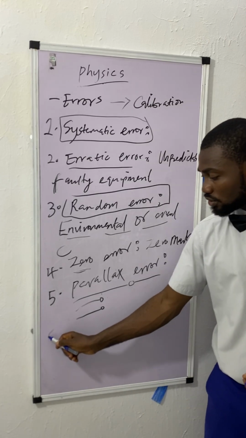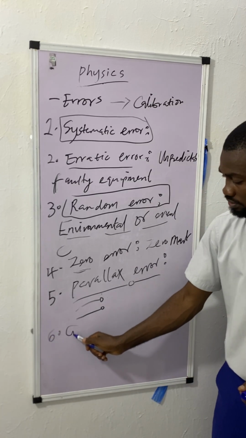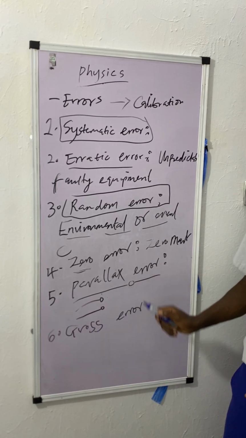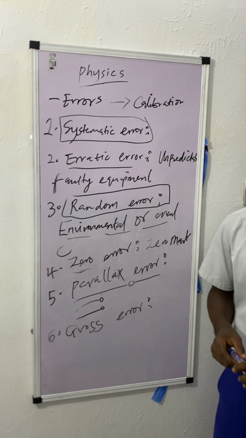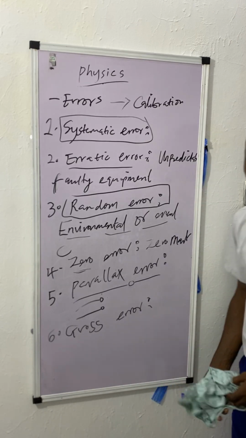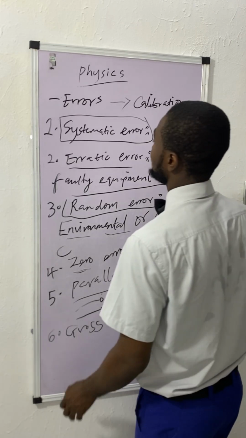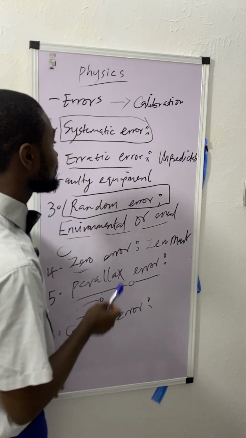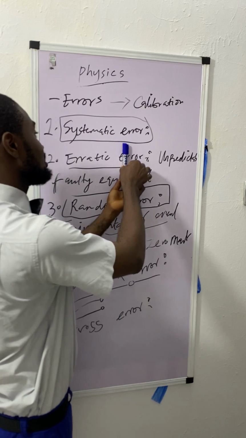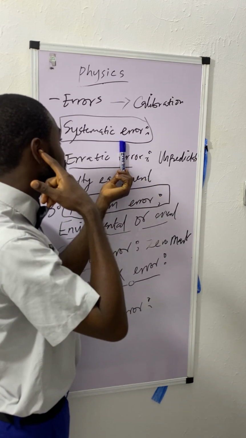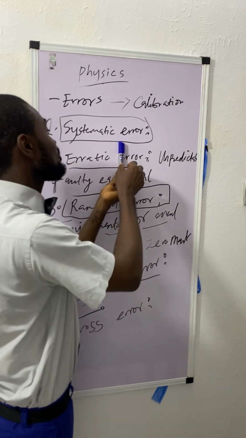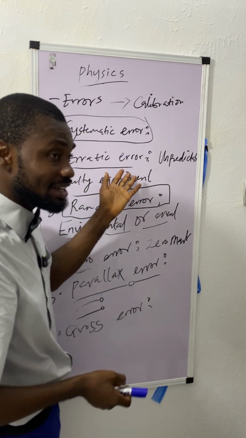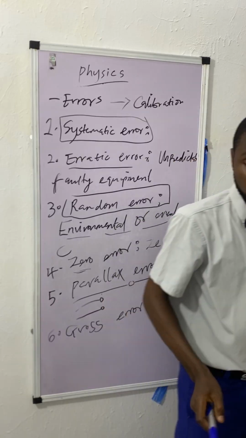Then we have the final error, number 6, which is gross error or human error. This error is due to human activities. Maybe I might be here trying to measure the length from here to here with a meter rule, and while I'm measuring, a fly perches on my external ear and disturbs me a little, and it shakes my hand during the measurement. An error must have occurred, and such error is known as what?